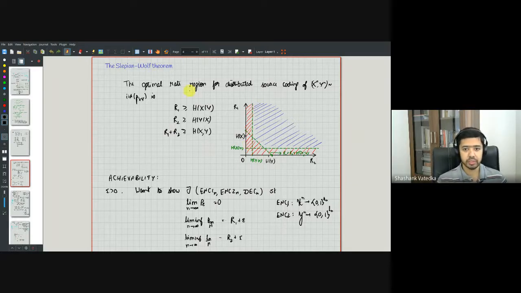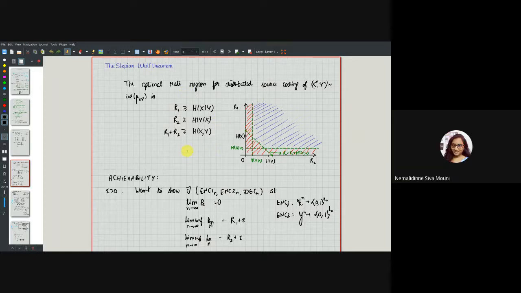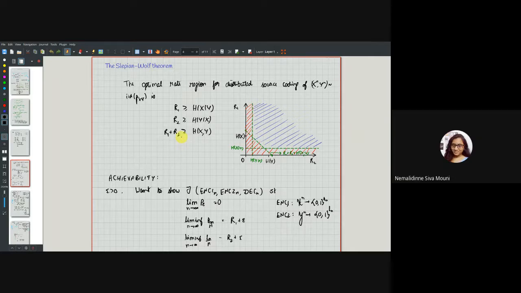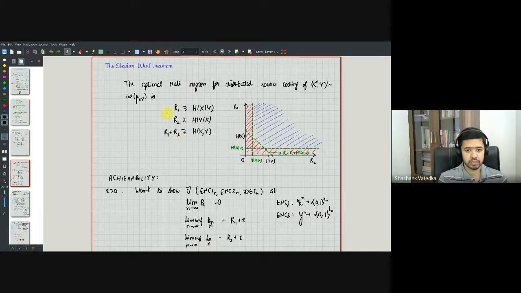No. The optimal rate region is the intersection of all these three regions. So a rate pair which satisfies all of these three constraints is achievable. Okay, we have to consider the intersection. I thought it was an or condition. No, no. It's an and. So that's a good point. But yes, all these three constraints have to be satisfied. Only if all of these three are satisfied, we can construct encoders and decoders with vanishingly small probability of error.